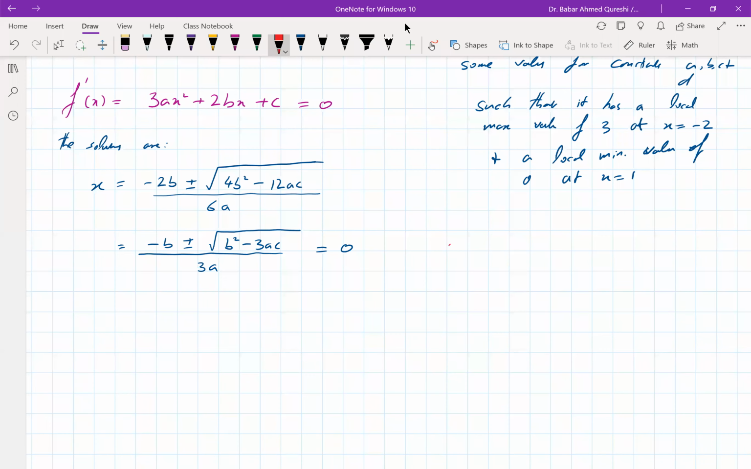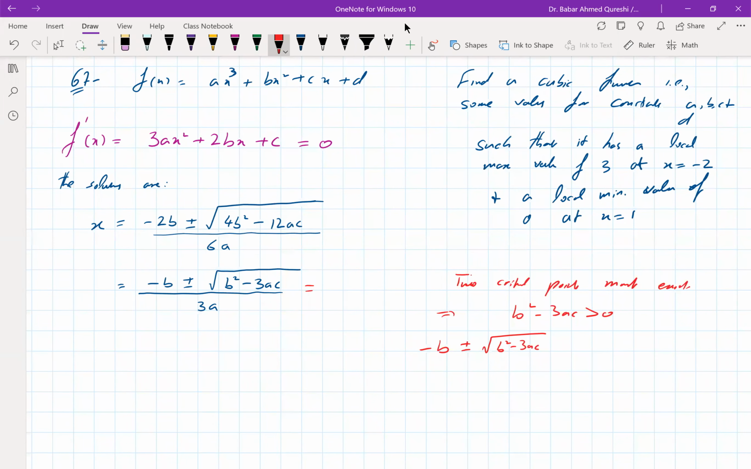So that means we have many conditions. First of all, 2 critical points must exist. This implies b square minus 3ac is greater than 0. Only then you will have two critical points. And minus b plus or minus square root of b square minus 3ac, well, this is not equal to 0. You have two solutions. This is equal to minus 2 or 1. So this guy has two solutions, minus 2 and 1.